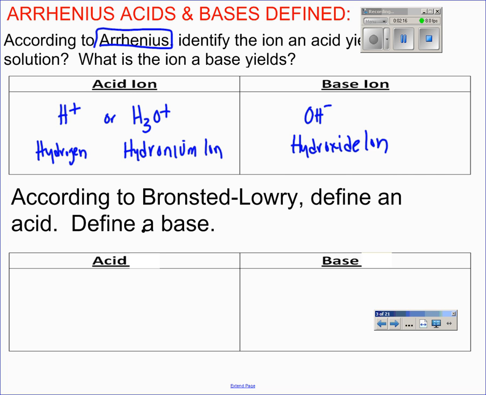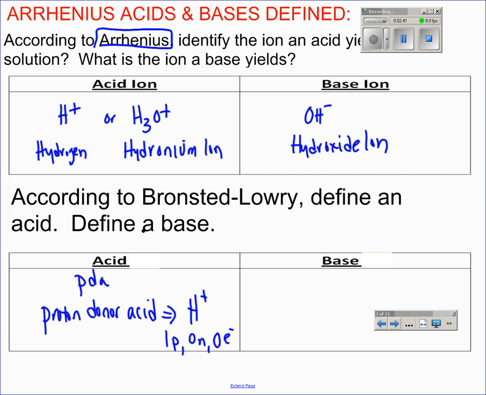Bronsted-Lowry, you have to remember to define an acid. Remember, we defined an acid as PDA. That means that it was a proton donor acid. That was the way to remember it. And the proton donor, what is a proton? A proton is just an H+ because it has one proton, 0 neutrons, and 0 electrons. Check me and make sure you understand that H+ is just a proton. A base, on the other hand, is the H+ acceptor. So if something donates, something else accepts.